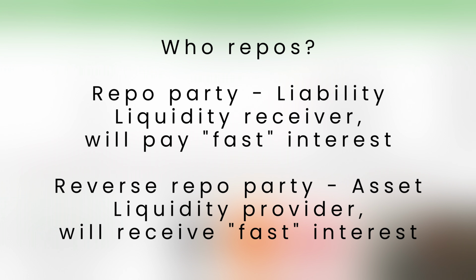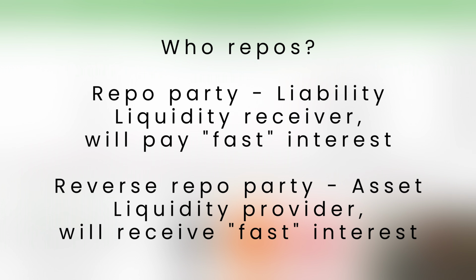And then the counterparty to this, who has an asset on their balance sheet, is known as the reverse repo party. It's purely the mirror image of the repo counterparty. They're also known as the liquidity provider. These are cash-heavy entities that repo liquidity. In other words, they buy treasuries from the repo party with the right to sell them back, often the next day, at a higher price. That allows them to receive fast interest. So that's what a repo is by its very nature.